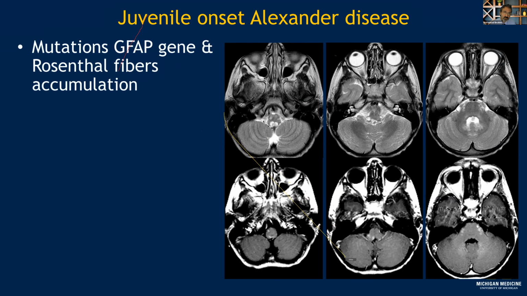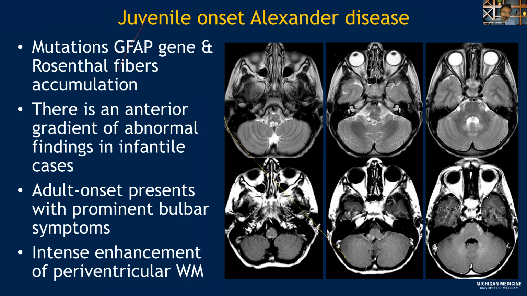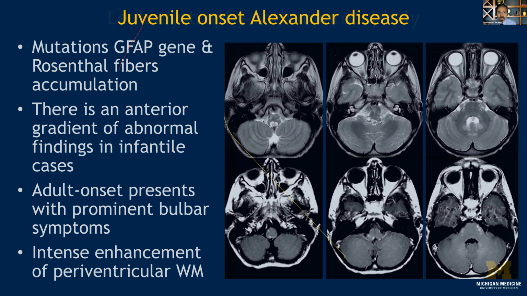So this is a disorder that is related to mutation of the GFAP gene with resultant Rosenthal fibers accumulation. As we mentioned, there's an anterior gradient of the abnormalities within the infantile cases. However, later presentation has a predominant involvement of the posterior fossa structures, which will be reflected in the symptoms, these patients having bulbar and pseudobulbar symptoms. And then we will see intense enhancement whenever we give contrast material.